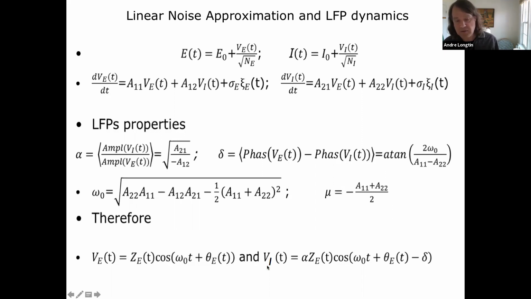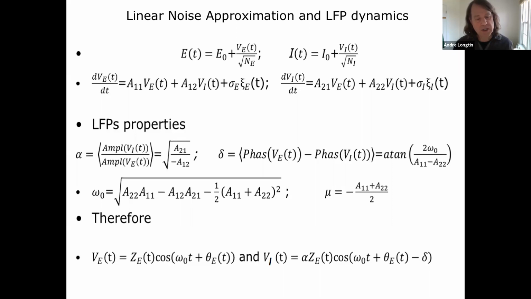And same thing, VI is going to be a slow envelope multiplied by cosine with a phase and a phase difference. And notice that the only difference between the amplitudes here is a factor alpha. So you take the amplitude of the I's, it's just alpha times the amplitude of the E's. And this is borne out to some good approximation in the numerics, it turns out, for these kinds of problems.